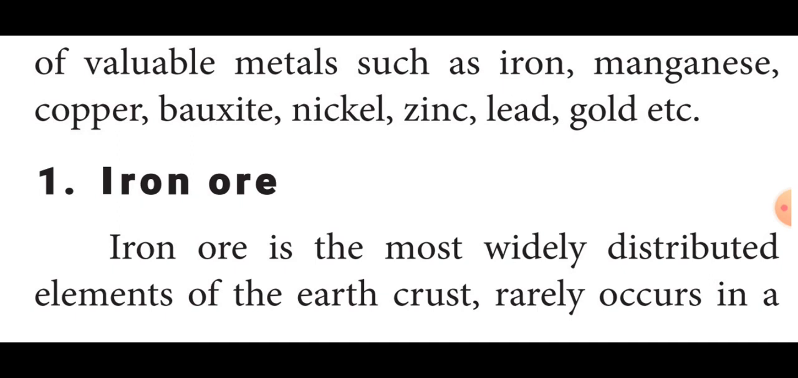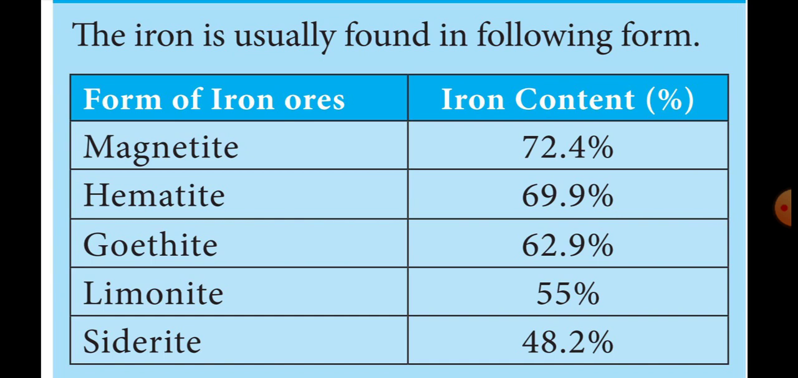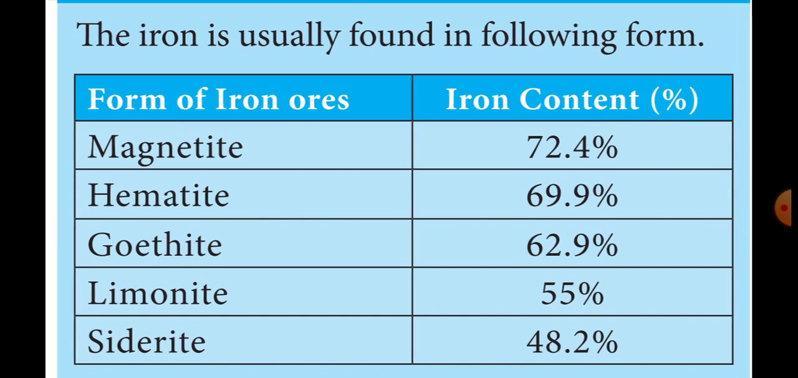Iron ore is one of the elements distributed in the earth's crust. From igneous and metamorphic rocks, the iron ores can be obtained. Then we learned about some forms of iron ore, that is magnetite, hematite, goethite, limonite, siderite, and how much percentage of iron is contained in those particular minerals.